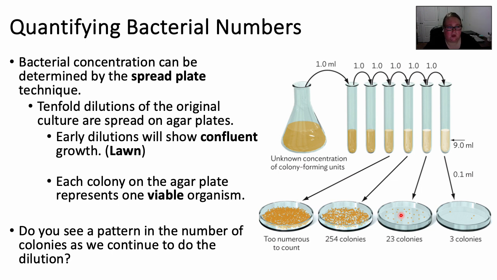Now, when we're using the spread plate technique to quantify how many bacteria we have in an unknown sample, this is only counting the viable cells. So the ones that can grow, the ones that are still living. This does not count dead cells. Okay, we are going to use a different method to count dead cells. Okay, so this pattern of diluting our sample by 10 makes it so it's pretty easy to use the math.